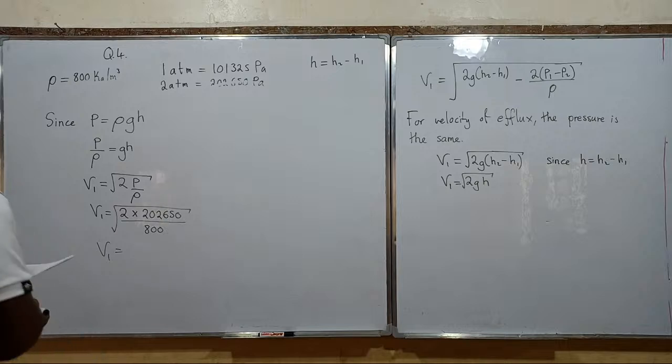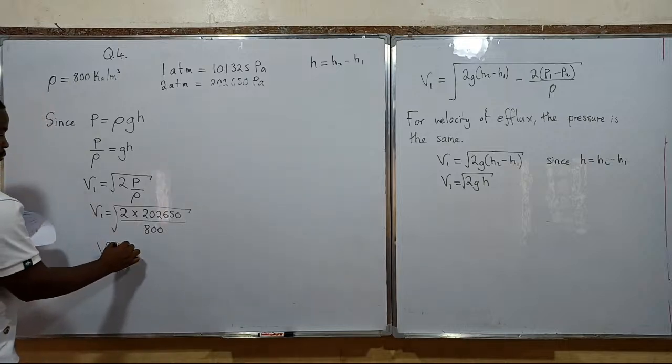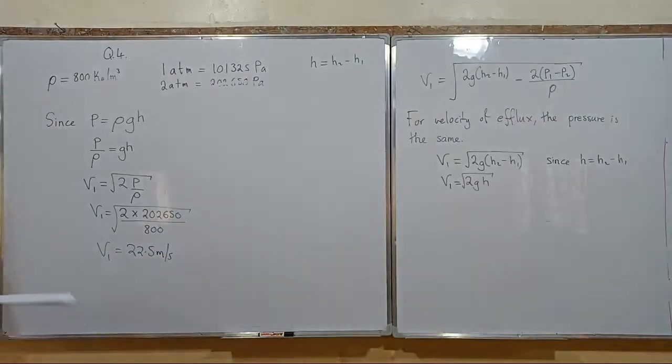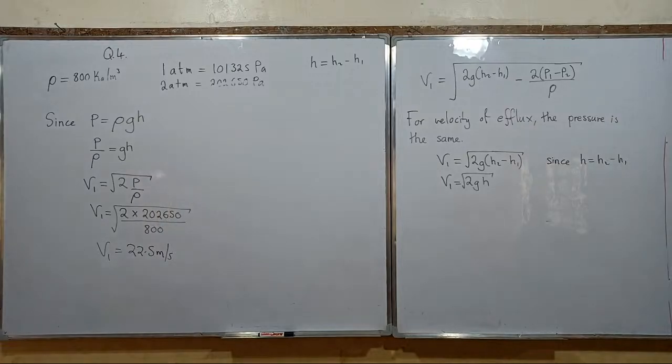$22.5. You need to put the square root. So the final answer is simply 22 meters per second. That's our final answer. I'll give you the solutions. You can capture them so that you can go through.